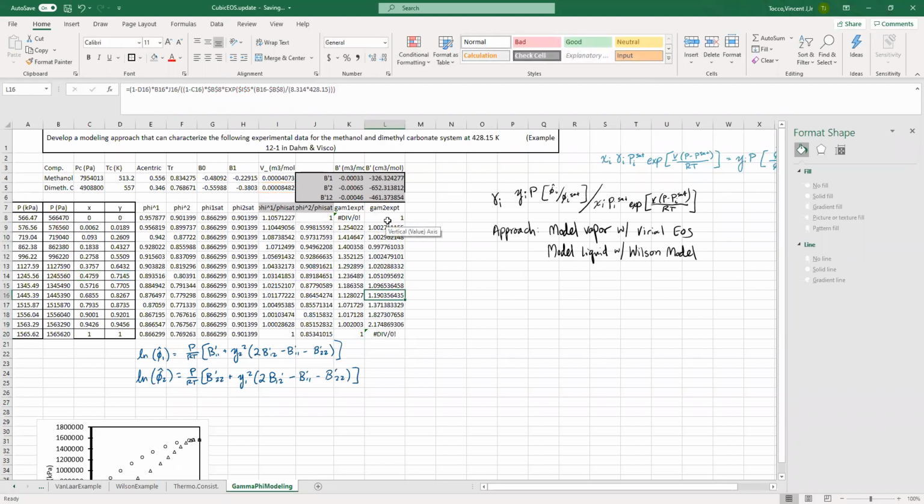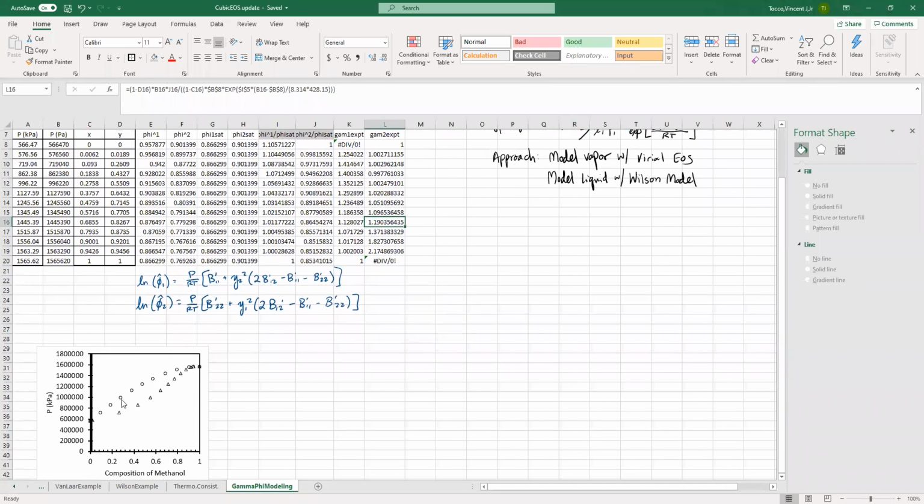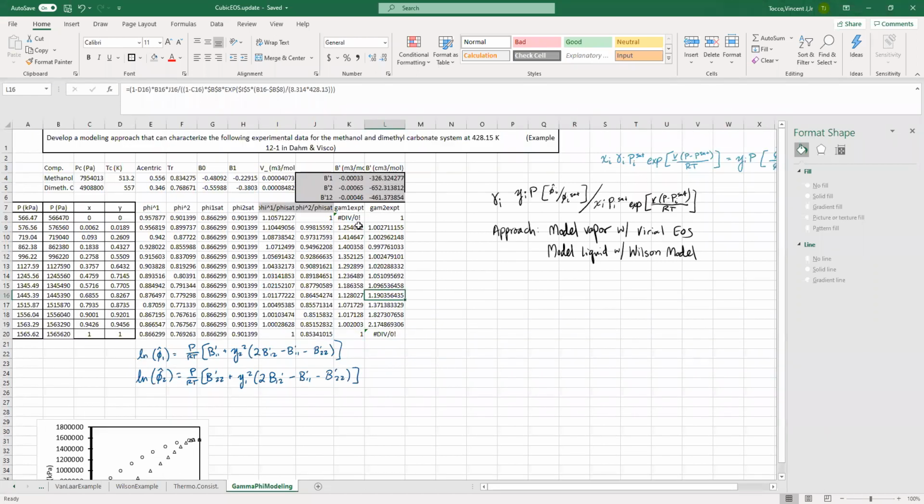And I know that because I've got gammas that are a little funky. Actually, not a mistake. So it's okay that they're a little bit funky because the PXY is a little bit funky. So my gammas are okay.